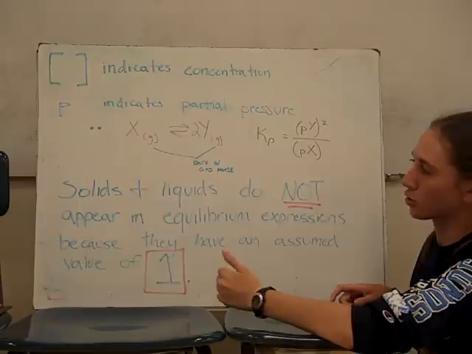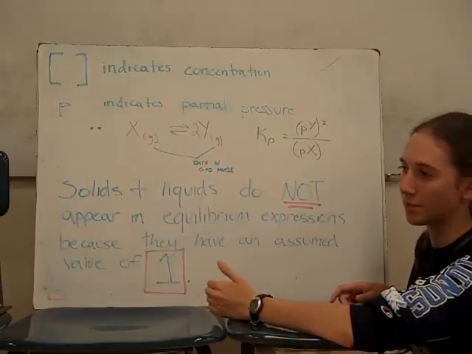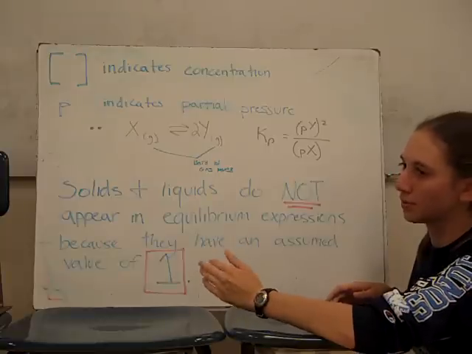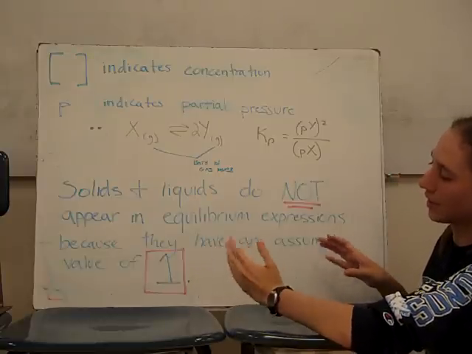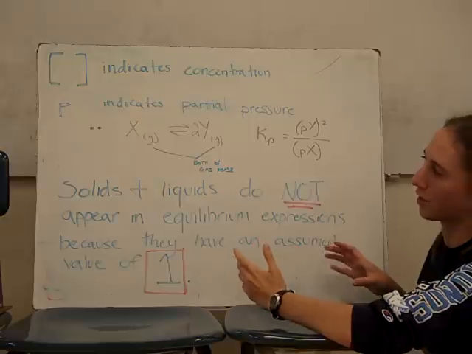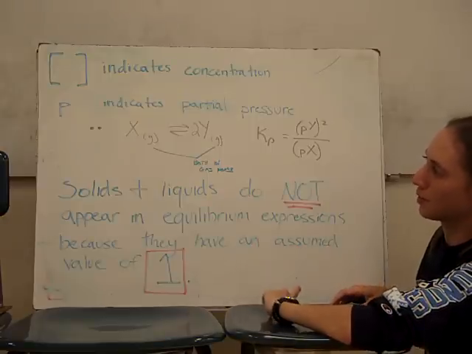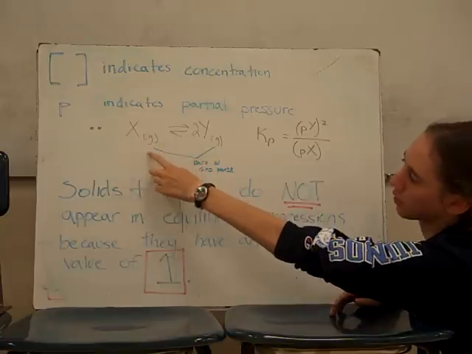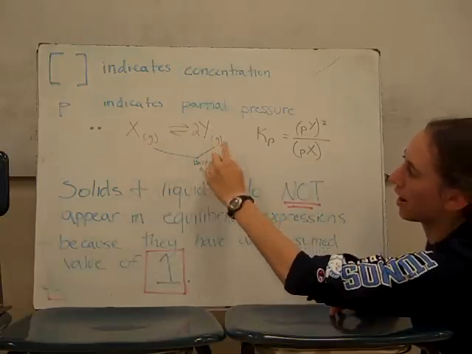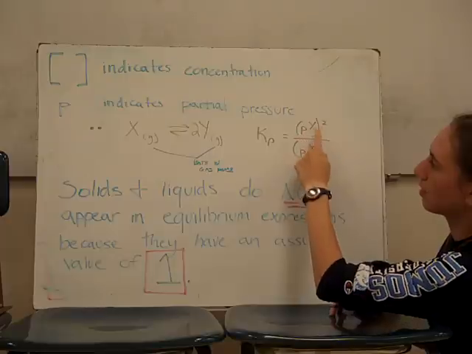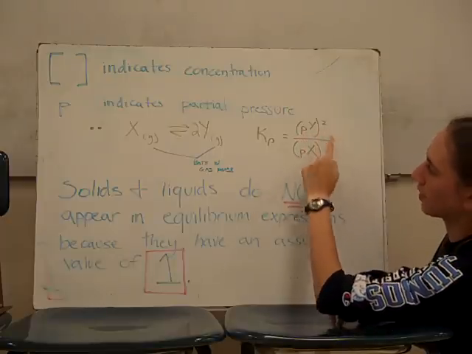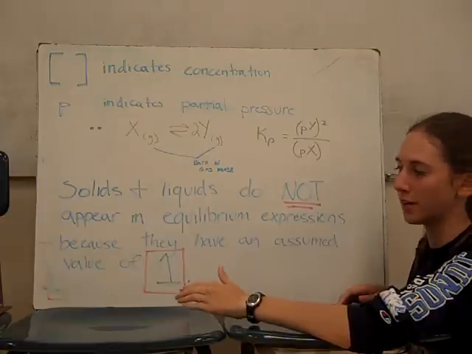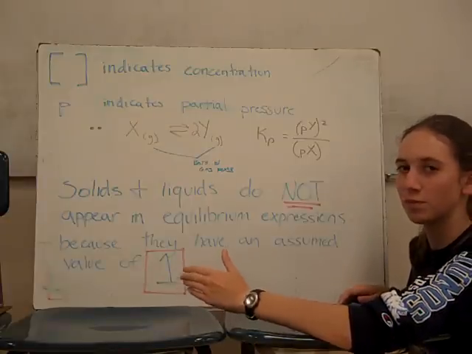Little p indicates partial pressure. So if you're given something in atmospheres, you know that to set up your equilibrium expression, you need to have little p in front of your products and reactants. An example is in this arbitrary equation, x in a gaseous form is in equilibrium with 2 of y in a gaseous form. So you would have p of y raised to the second power over p of x. Solids and liquids do not appear in equilibrium expressions because they have an assumed value of 1.